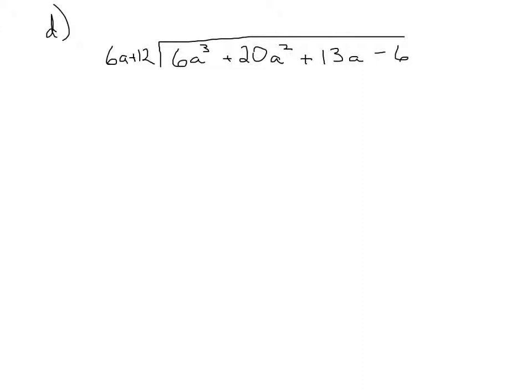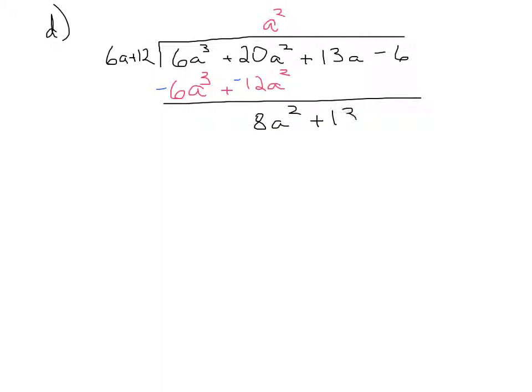6a goes into 6a cubed, a squared times. So we'll write a squared, and when we multiply it, we get a squared times 6a is 6a cubed plus 12a squared. Change the signs and add, and we get 8a squared plus bringing down the 13a. So now we say, how many times does 6a go into 8a squared?